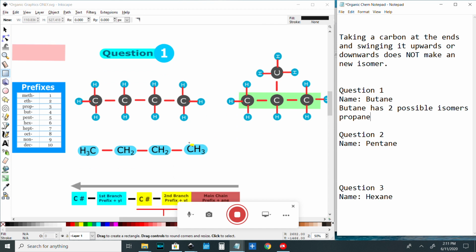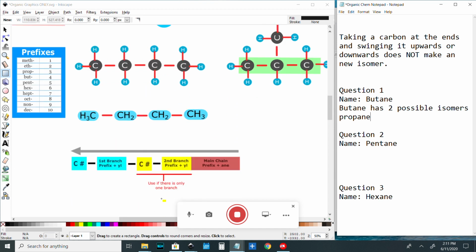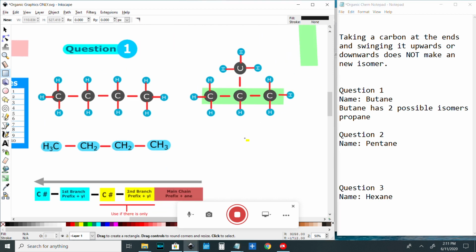So remember, when we're naming it, if there's only one branch, we pay attention to the yellow. Where does the one branch happen? Now, it doesn't matter if we count from this side or from this side in today's question, because if we count from this side, the branch occurs at 1, 2 carbons. If we count from this side, it occurs at 1, 2 carbons. So from either side, the branch occurs at the same point. So this one is symmetrical. So it occurs at the second carbon, and the branch itself has 1C.